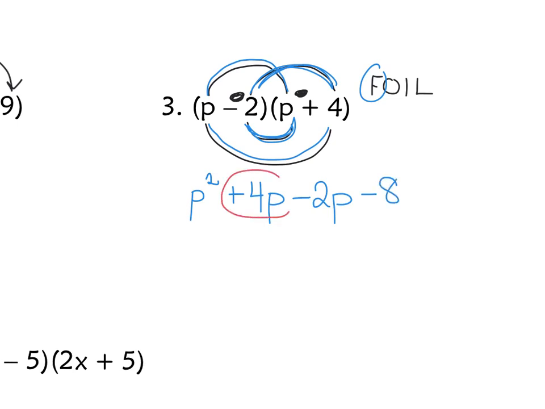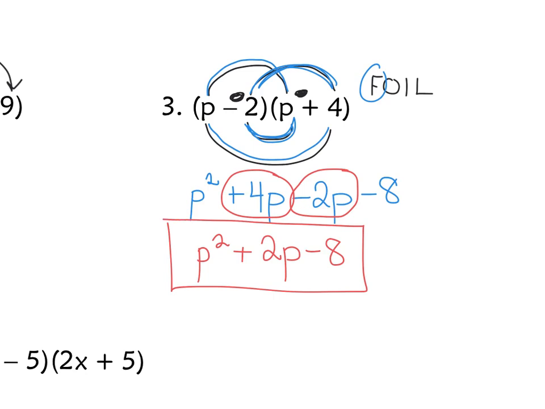Notice here, you have to then look, do I have any like terms? Like terms, again, being the same variable or variables to the same power. They have to be to the same power. So P squared, there's no other P squared. 4P minus 2P is going to leave me with plus 2P and then minus 8. Okay, and that's my final answer. There's nothing I can do more with this expression. It's just simplified, multiplied out.